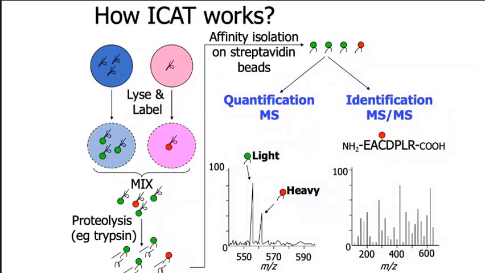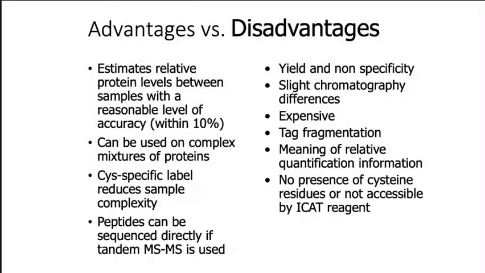The advantages of this method: it estimates relative protein levels between samples with an accuracy of about 10%, and it can be used on a complex mixture of proteins. It is a cysteine-specific label, it reduces sample complexity, and the peptides can be sequenced directly if tandem mass spectroscopy is used.